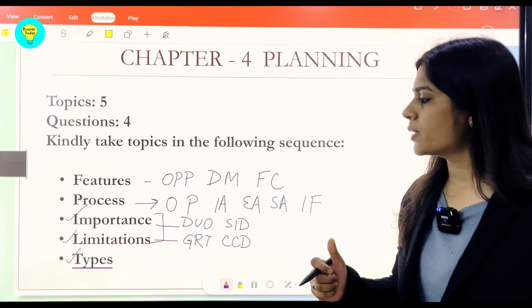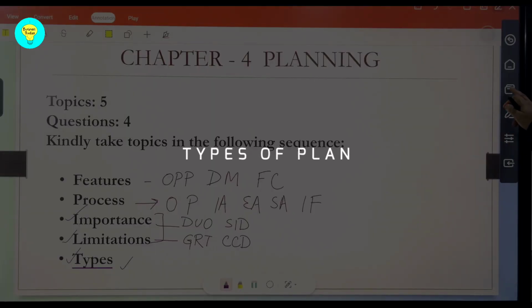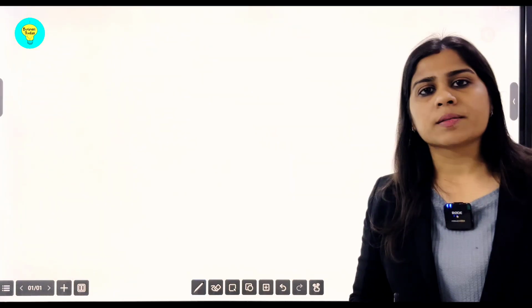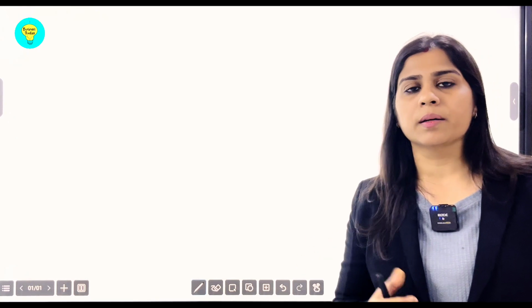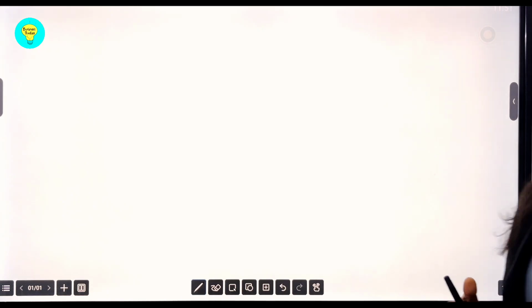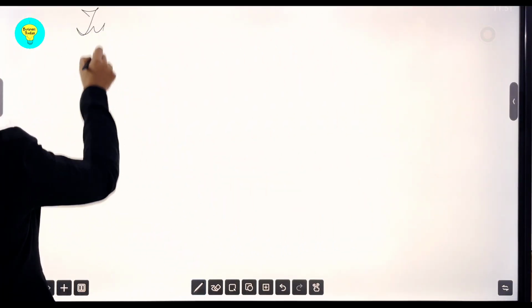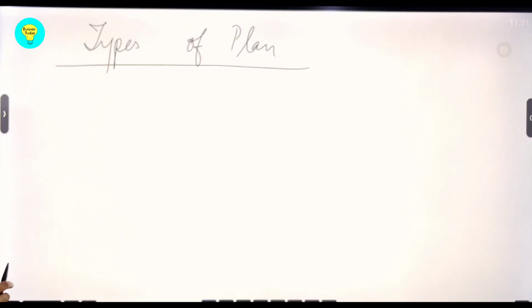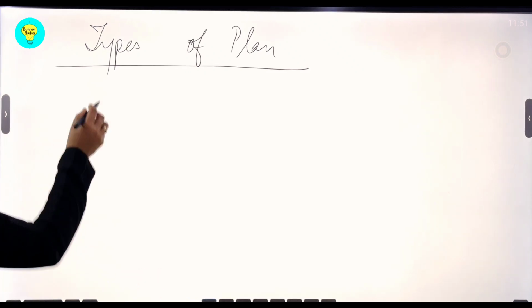So students, we are now on to the last topic in line, that is types of plan. And this topic is really important because almost every year this topic has come as to define or maybe to identify the types of plan as in the case study. So let us understand it with another short form, an acronym. The concept of types of plan in the book is quite vast, with around 3 to 4 pages being devoted to this topic, and therefore students, you must read the lines of NCERT very carefully for this topic.